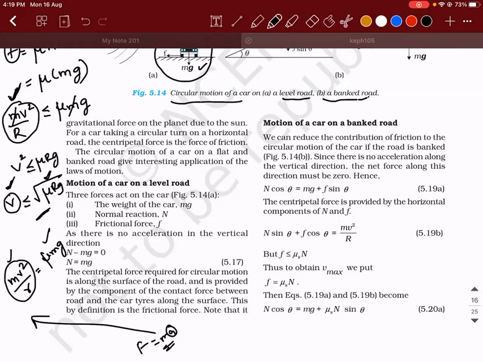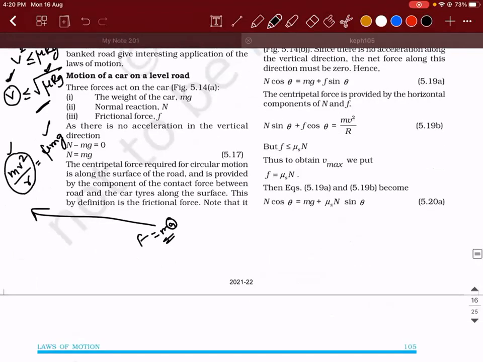I understand what you're asking. Means mv square by r is some other force, mu mg is some other force, how can you say they both are balanced? Moreover, on the balance condition, the direction in which the object is moving is different from the direction in which the forces are balanced. That is also there. Are you able to understand?